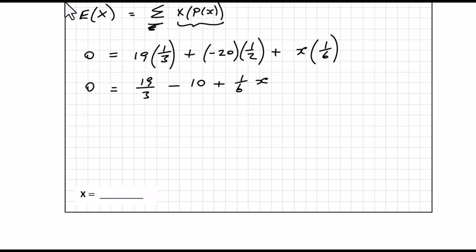Okay, so what I'm going to do now is, you can see we've got a 3 on the bottom, we've got a 1 on the bottom, we've got a 6 on the bottom. So I'm going to multiply each term by 6.